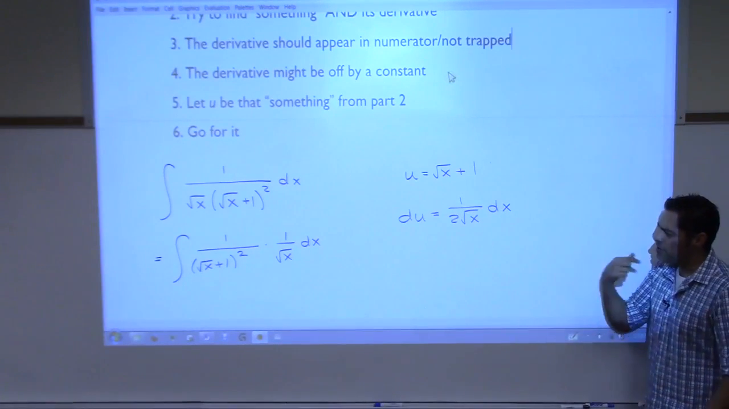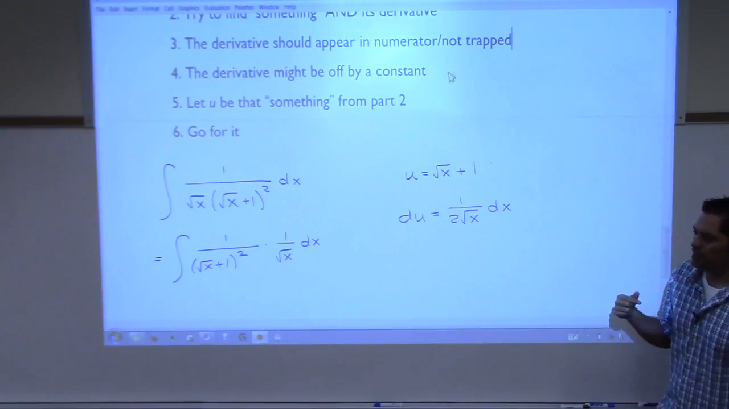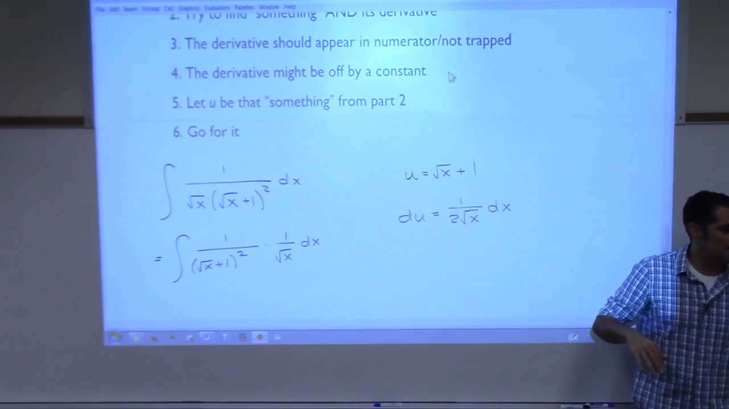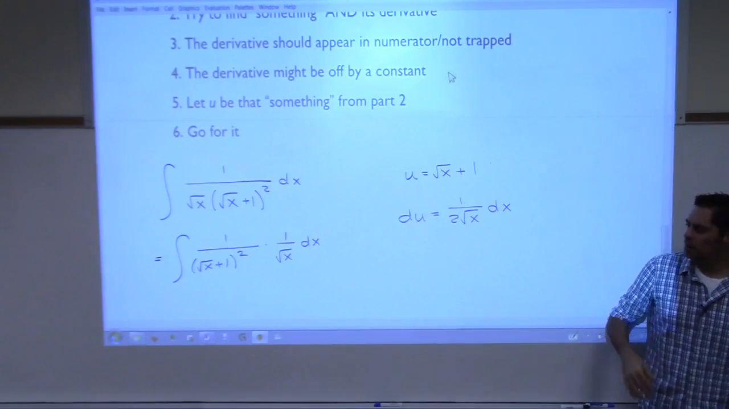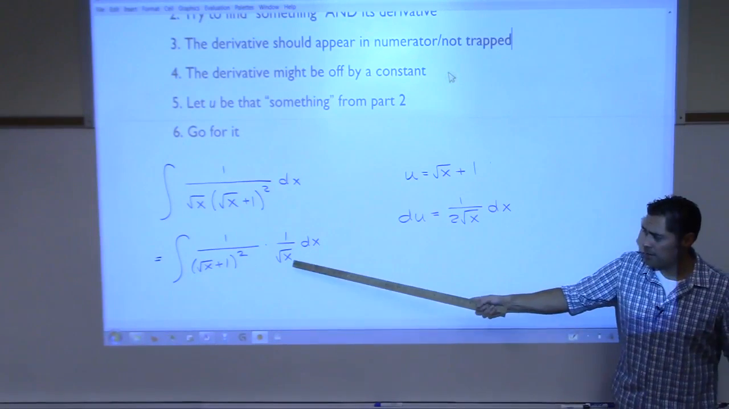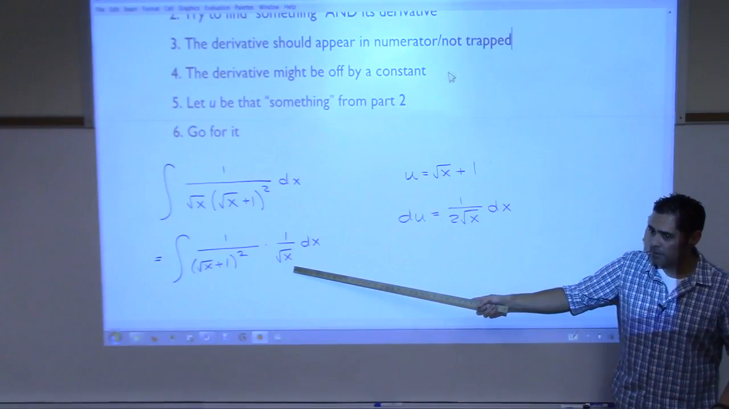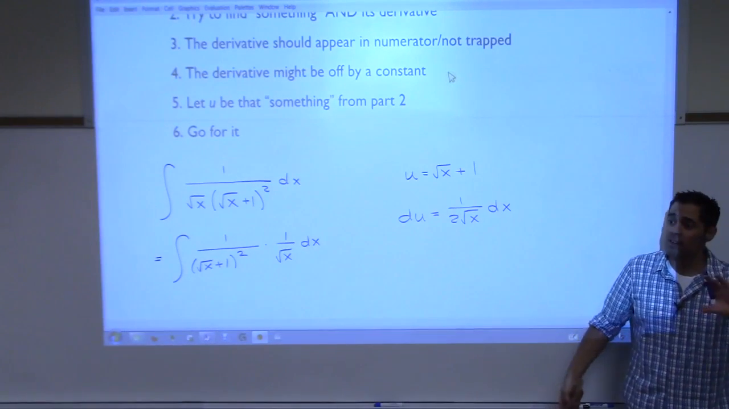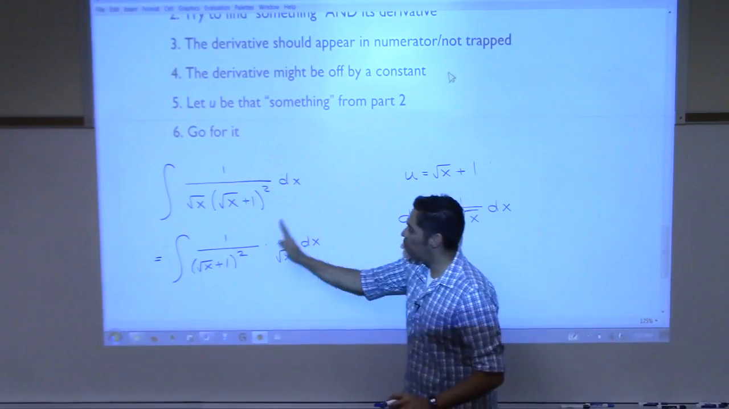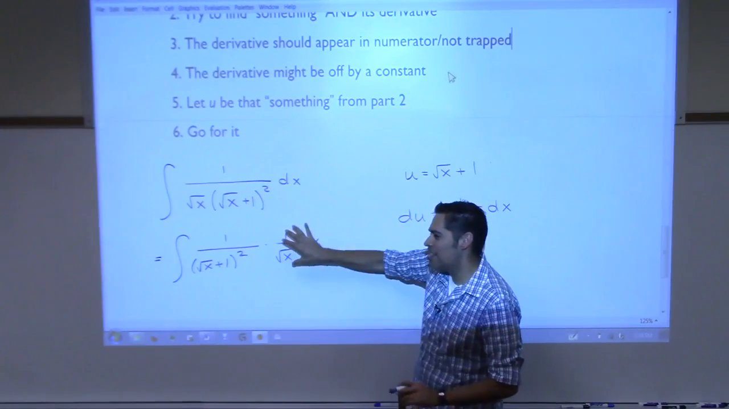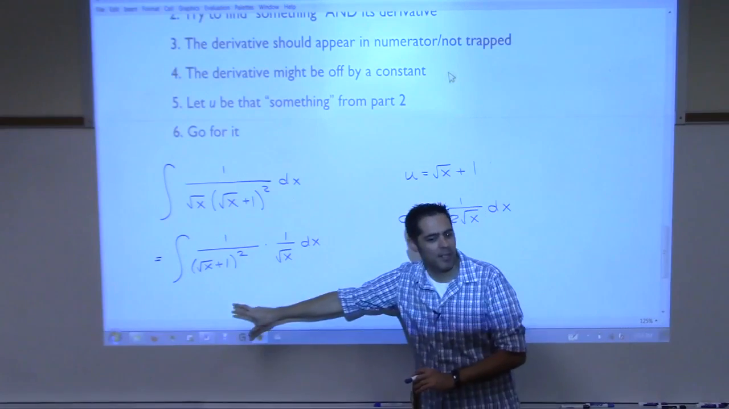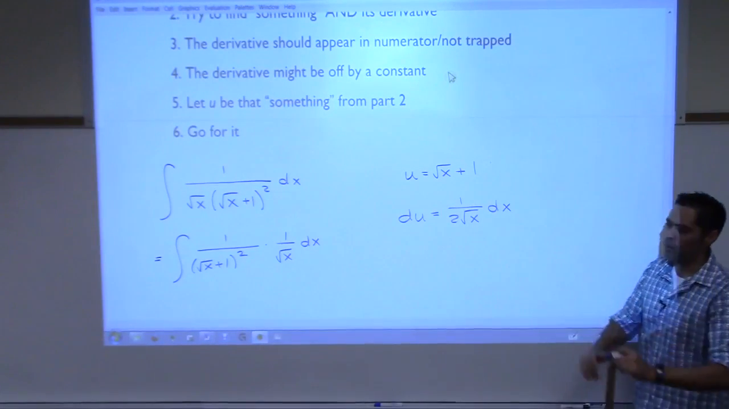I'm going to challenge myself on something I said earlier. Didn't I say the derivative of what you pick cannot be in the denominator? Do you all understand that this is not in the denominator? That 1 over root x is an expression. Yes, it has a denominator, but the entire expression is in the numerator. It's not trapped underneath or stuck inside of a parentheses.